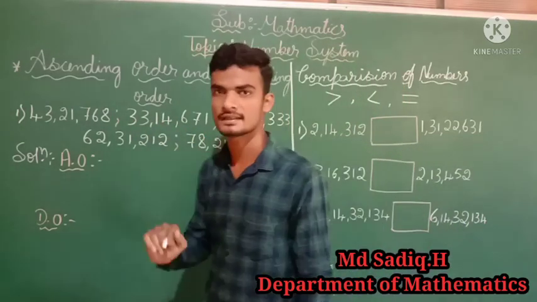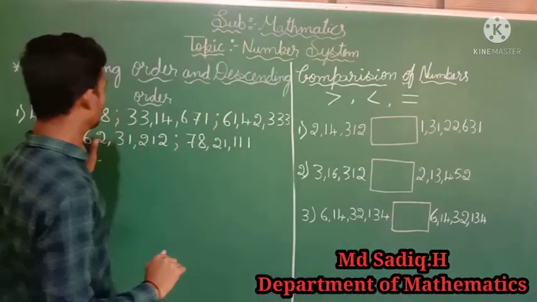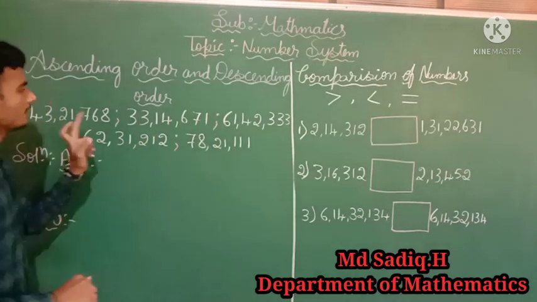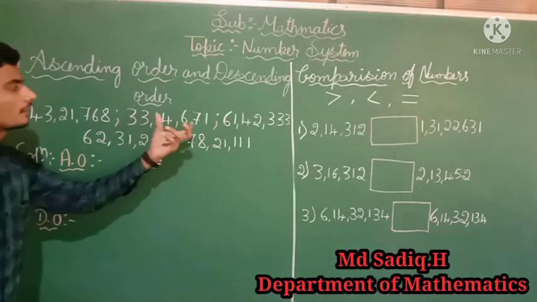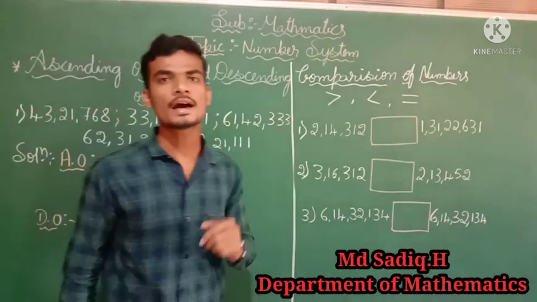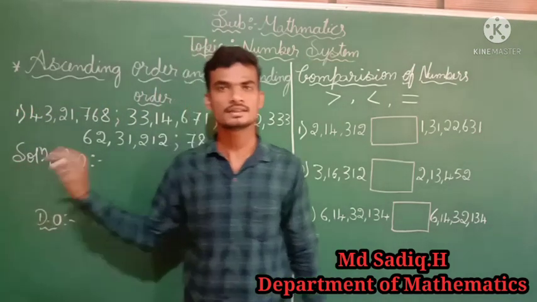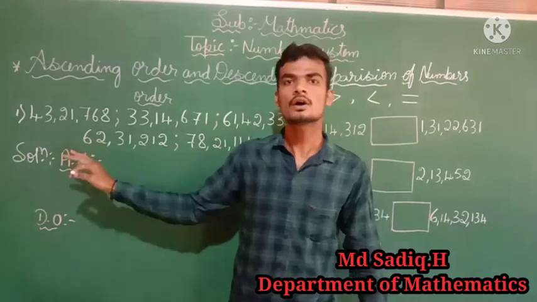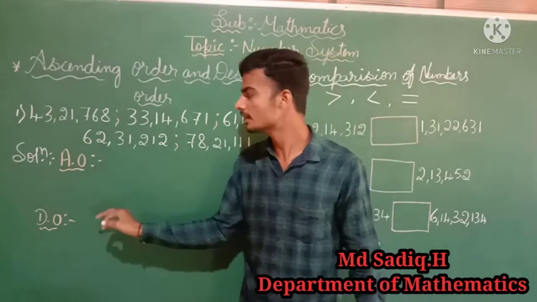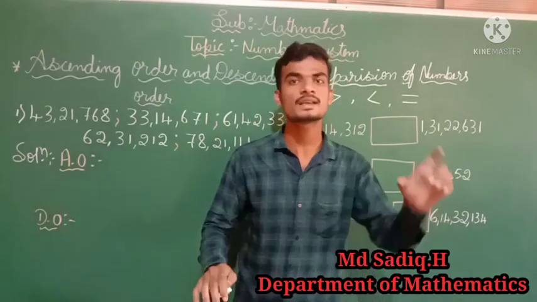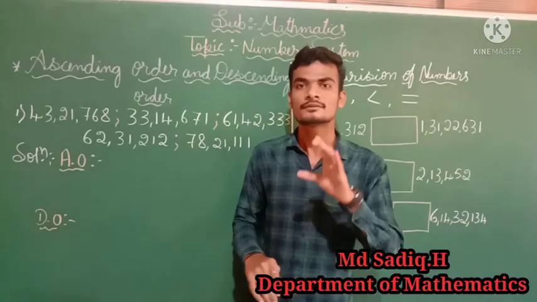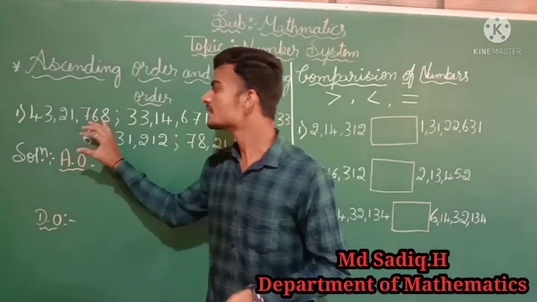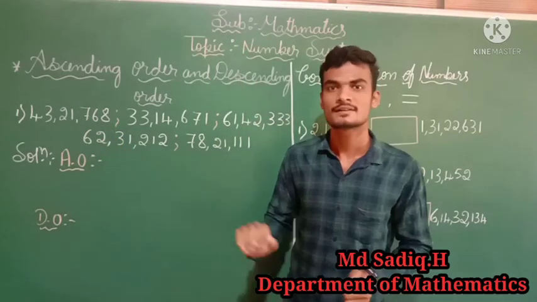In numbers we will see. I have taken 5 numbers here. In these numbers we have to arrange ascending order and descending order. I hope all of you have learned ascending order and descending order in the previous class by using smaller digits. So today we will see it by using bigger digits.